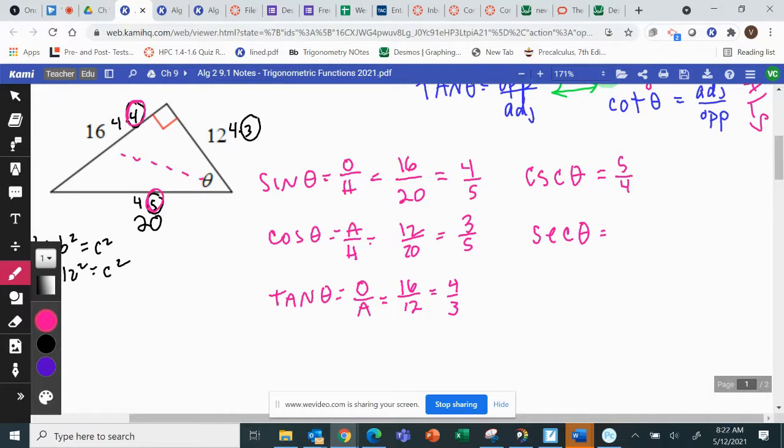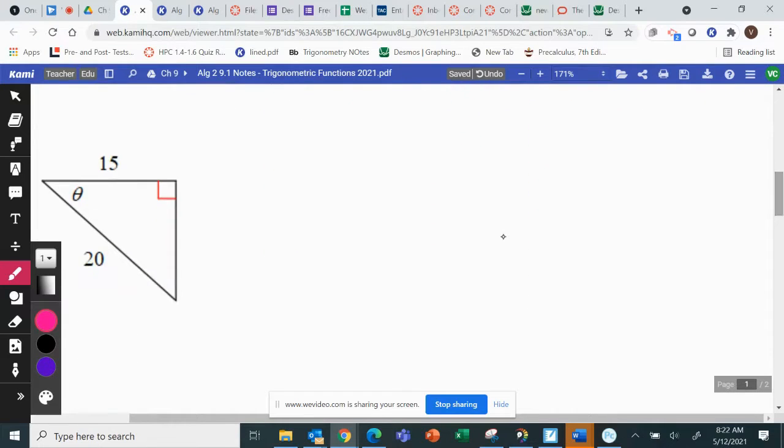Okay, secant would be Tessa. 5/3, excellent. And then tangent goes with cotangent, which I call COT. And Jackson, what's a cotangent? 3 over 4. See, that's all we added on was flip, flip, flip. All right, we got one more example of these. So we're going to do the sine of theta, the cosine of theta, the tangent of theta, and then we'll flip.